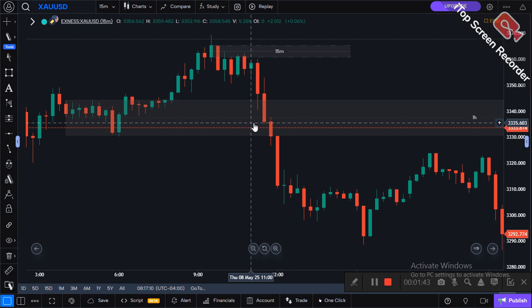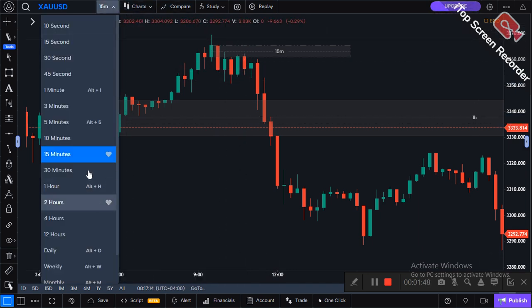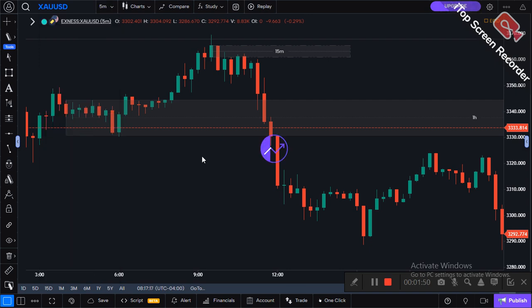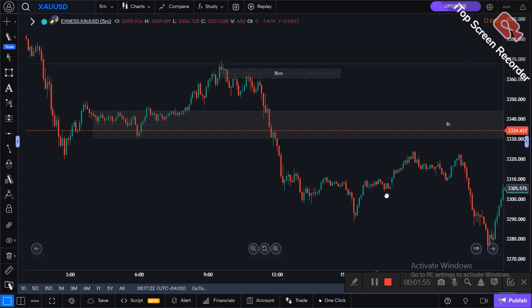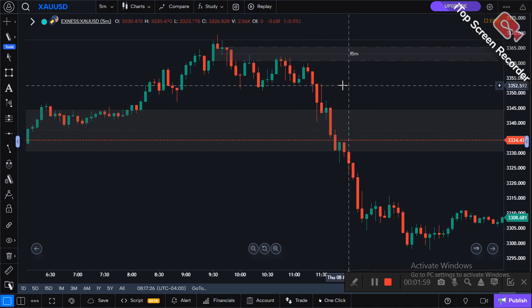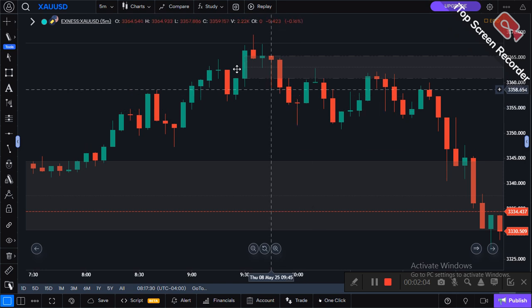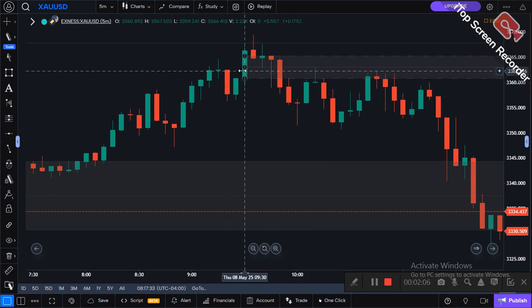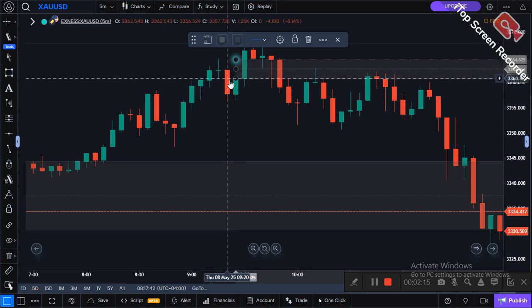So let's identify our entry and our stop loss as much as possible, so that we don't take a large risk. So guys, look at that. This is what we call the inverted fair value gap. This is a valid fair value gap, as we know about this.